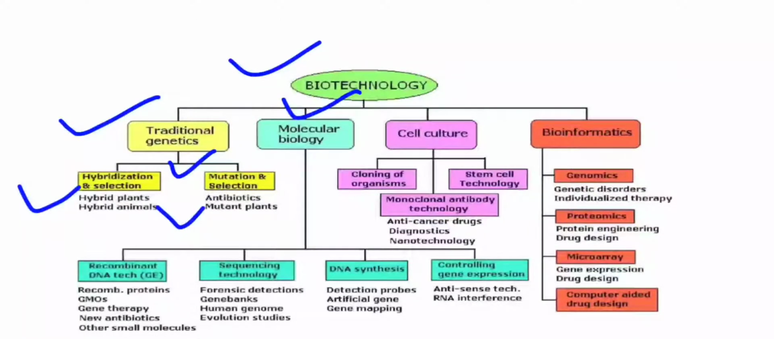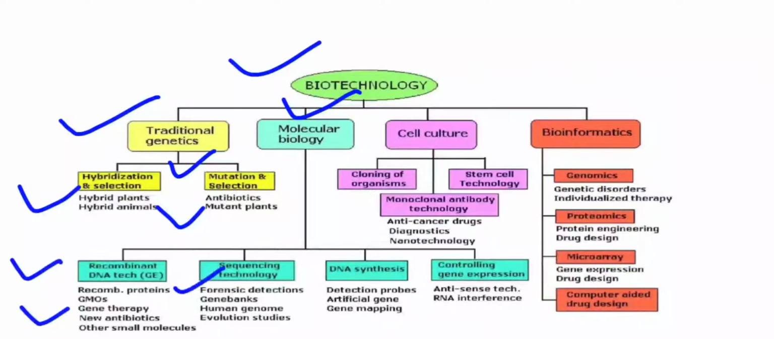In molecular biology we use biotechnology like recombinant DNA technology, making recombinant proteins, beta, genetically modified organisms, gene therapy, making new antibiotics or some new molecules. All these come under the category of molecular biology. Then sequencing technology, which is used in forensic sciences for forensic detections. Samples found at a crime spot, we extract DNA from there, do DNA fingerprinting and compare with the suspects to find out who the criminal is. In this way we apply biotechnology in forensic detections, and we also use biotechnology in gene banks. You have read about the Human Genome Project in previous slides.